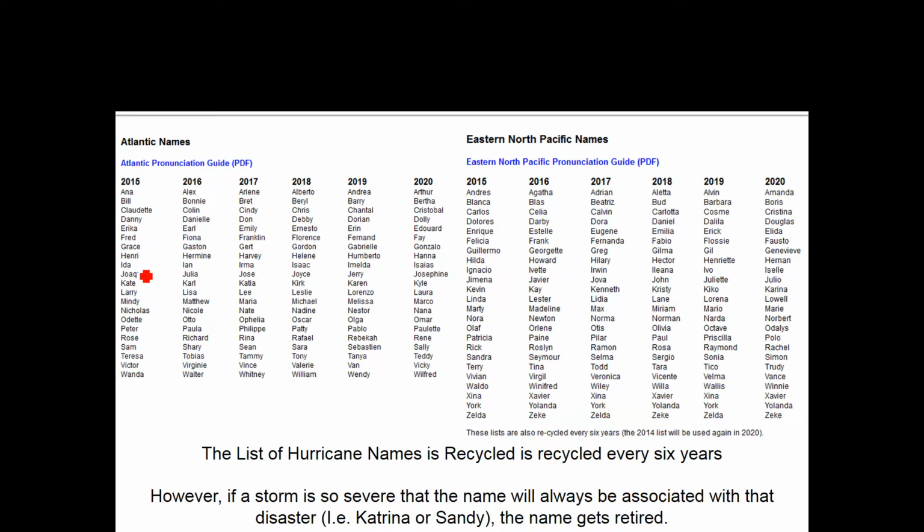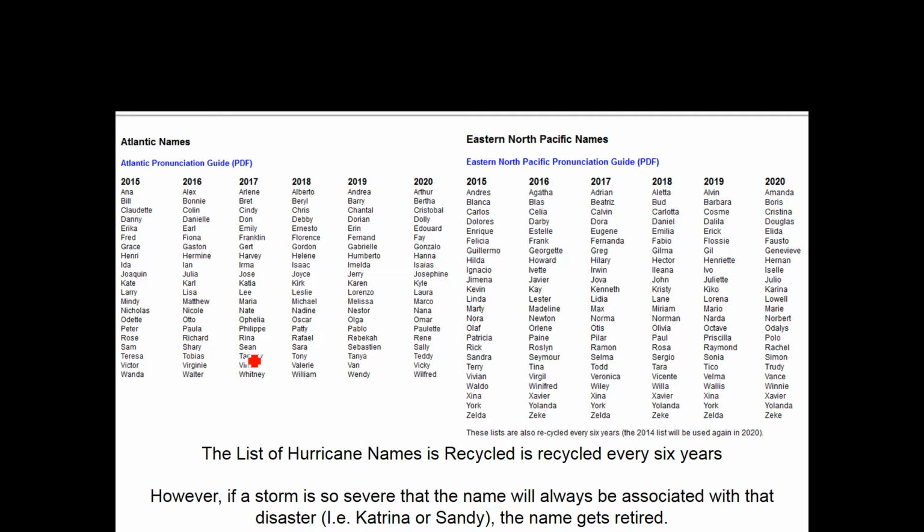So they alternate genders, and then they go in A, B, C, so they go in alphabetical order. Well, rather than coming up with a new list every single year, what will actually happen is in 6 years, so in 2021, this same list will be used over. And then in 2016, the same thing happened. In 2017, the same thing happened, and so on.